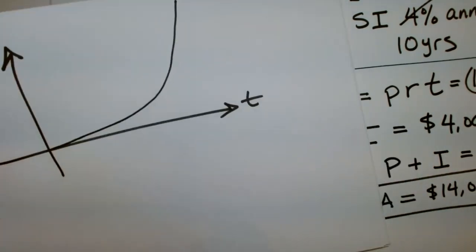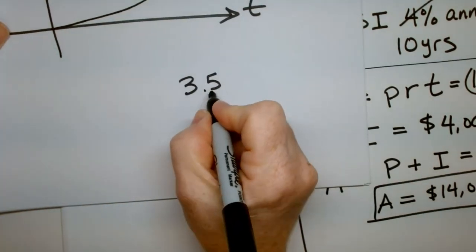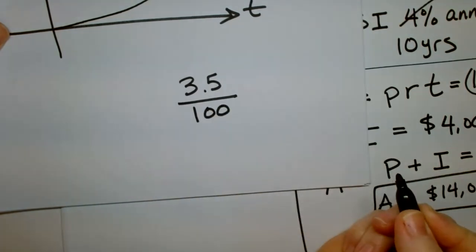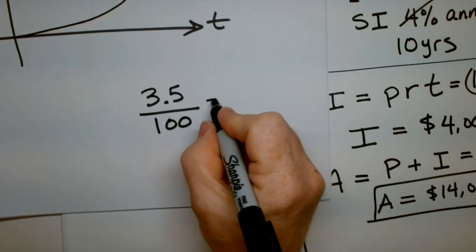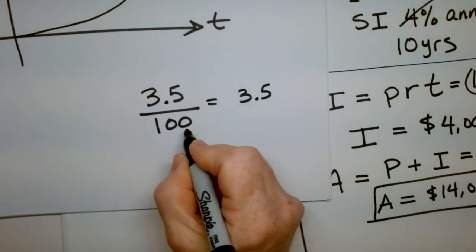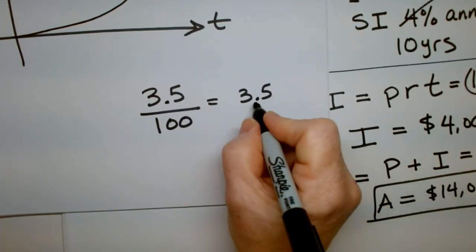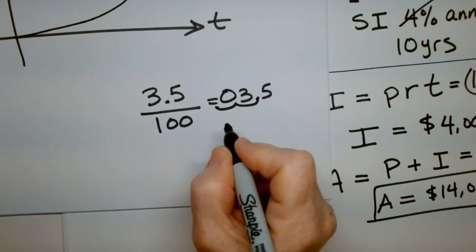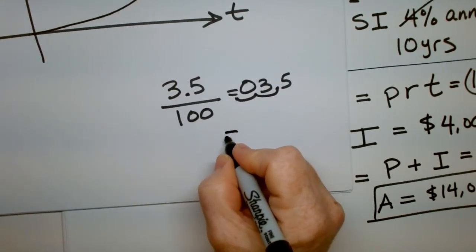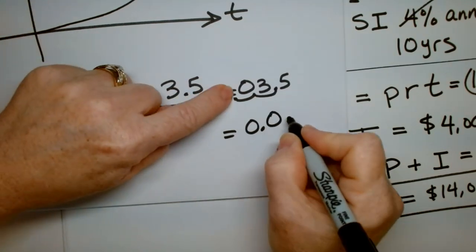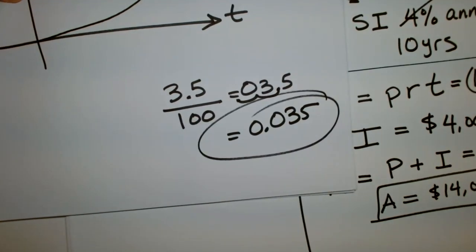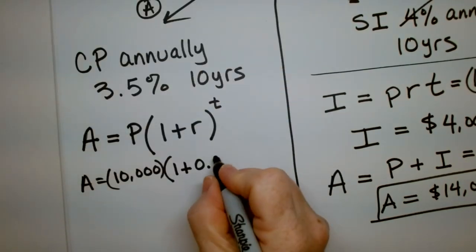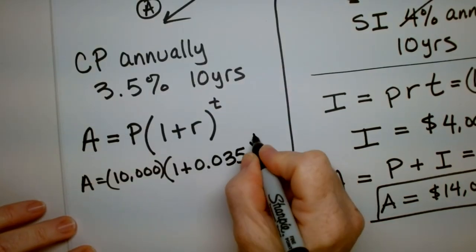So this is 3.5%, 3.5 over 100. Okay, so I've got 2 zeros here. This already has a decimal point in it, so you write the number 3.5, and then you go 2 shifts this way, 1, 2. So 3.5 over 100 is equal to 0.035. So here's your interest rate. Time is also 10 years.